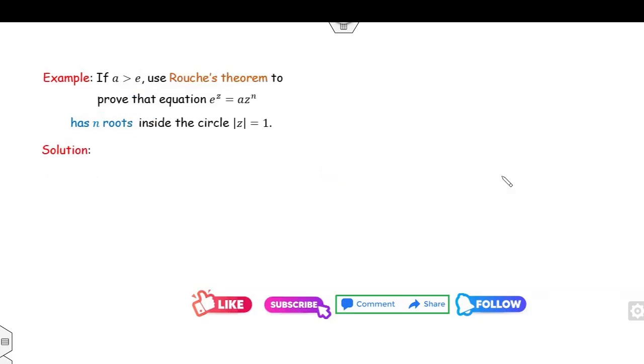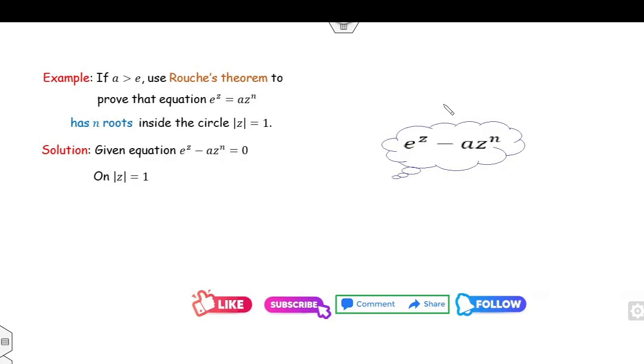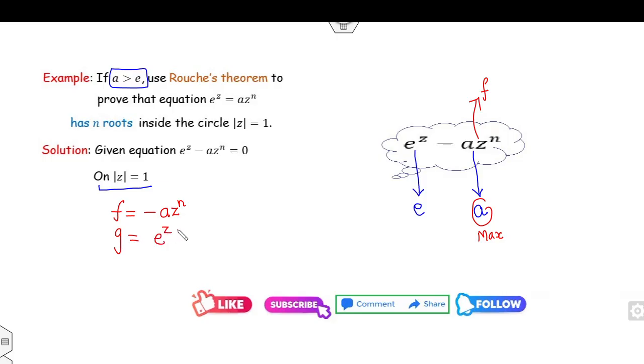Look at the next question. If a is greater than e, then use the Rouche theorem to prove that the equation e raised to power z minus a z raised to power n has n roots inside the circle |z| = 1. So I look at the function on the circle |z| = 1. What is the value of this number? It is e. What is the absolute value of this number? It is a, and clearly a is greater than e. So what is your f? F is minus a z raised to power n, and g is my remaining part.